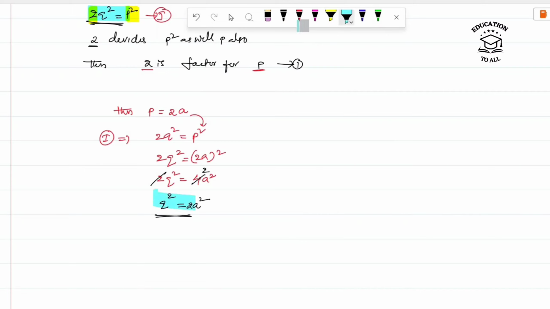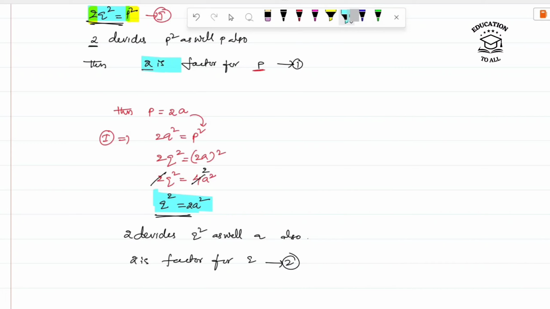The same has come in reverse. Observe this statement and this statement, looking similar but in terms of q. So now I will conclude the same condition: 2 divides q square as well as q also. If it is dividing, I can say that 2 is a factor for q, and I'll make it equation number 2. Observe equation number 1: 2 is a factor for p and 2 is a factor for q also.